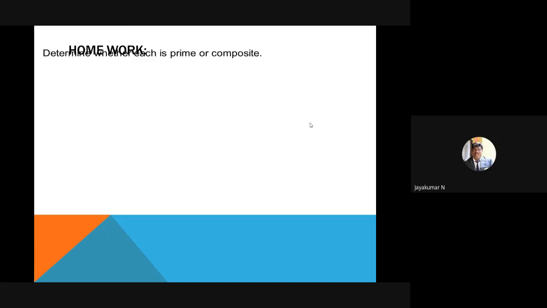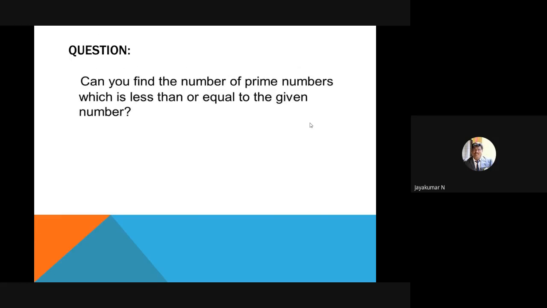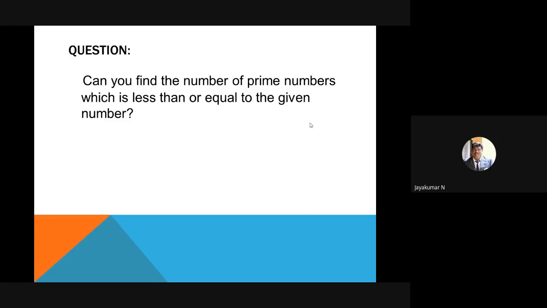Okay, homework. Determine whether each is a prime or composite. Number 142, check whether 42 is a prime or composite, whether 129 is a prime or composite, 217, similarly 1001. Okay, check it yourself. Similarly 1729.